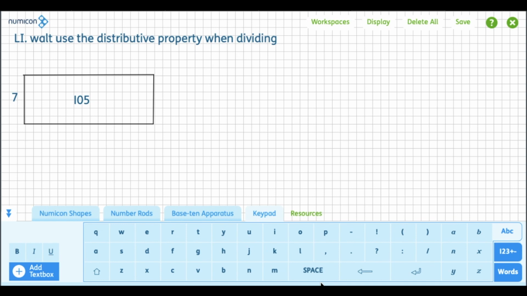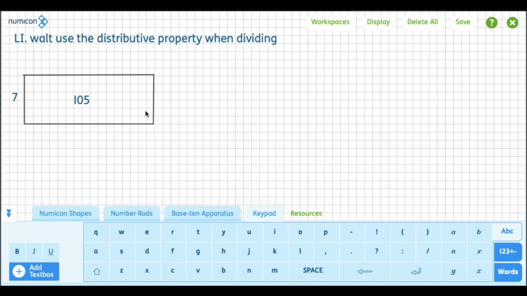Today we're going to learn how to use the distributive property when dividing. So we've used the distributive property when multiplying. Distribution is partitioning. It's when we split things up into smaller parts to make them more manageable. And we're going to do the same thing with dividing.